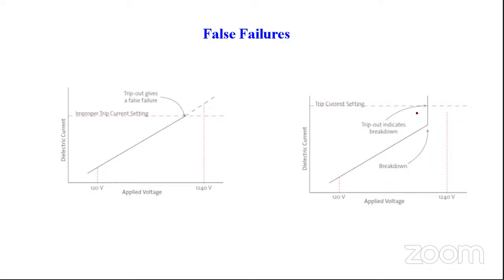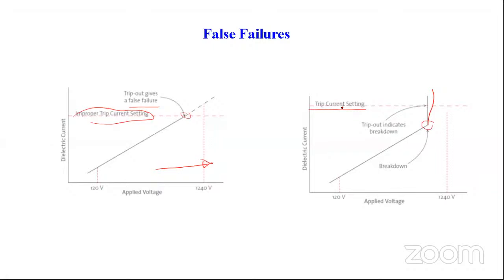Here you see the two waveforms. In one waveform, if you set the current setting in that way, and it exceeds this point, we can consider that a breakdown. But this gives a false failure, because it is not actually the breakdown of the insulator. It is the normal current gradually increasing with the increasing voltage level. But if you set the trip current at a higher value, then at a certain voltage level there is a total collapse of the insulating material, so the current abruptly increases.